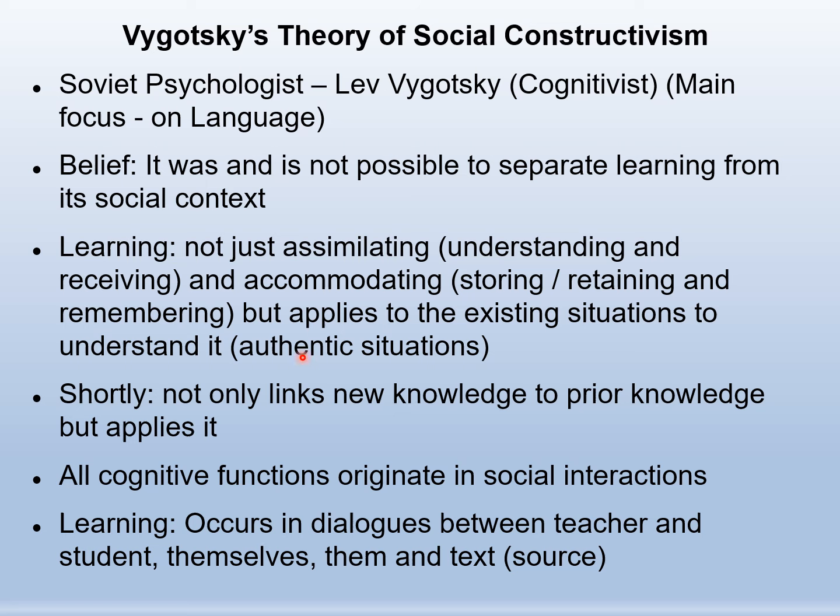Shortly, it is not only linking new knowledge to prior knowledge. Prior means previous knowledge. Learning is not about linking old knowledge to new knowledge, but the child should know how to use it, how to apply it in a new situation. So that's all he said. All cognitive functions originate in social interactions. Learning occurs in dialogues between teacher and students, among themselves, and with texts like sources.